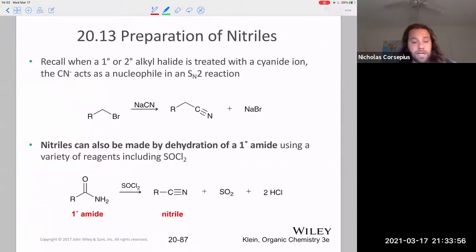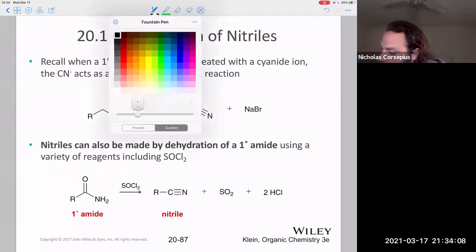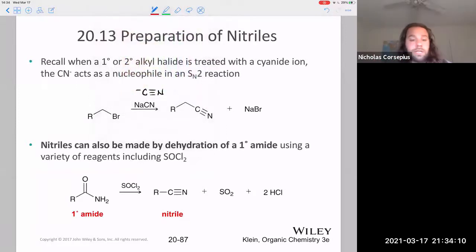Okay, now moving on to nitriles, preparation of nitriles. The first way that we learned to prepare nitriles was using alkyl halides and an SN2 reaction. Remember that these cyanide ions are really good nucleophiles and bad bases, so they really favor substitution reactions. So we can have a substitution reaction, and that would create our cyano group. A new way, something that we're learning about just now, is to convert an amide to a nitrile, and that is using SOCl2.